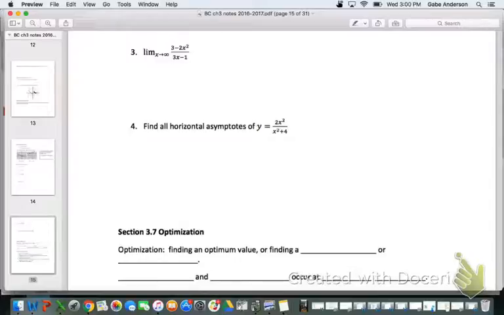So here's the actual process. Let's look at it like this. What you do is you look at the degree of the denominator.